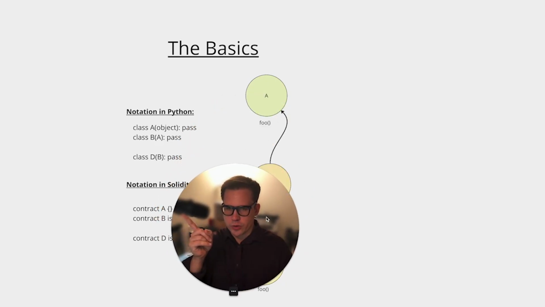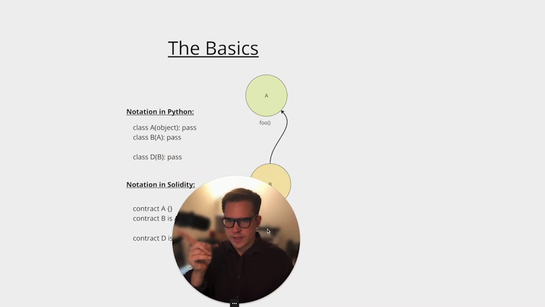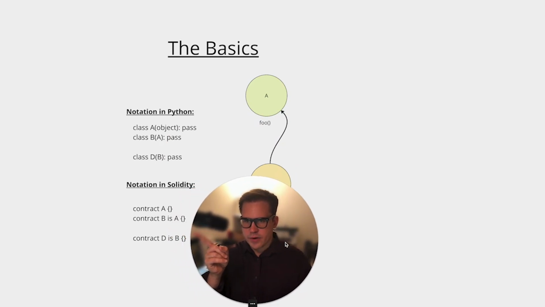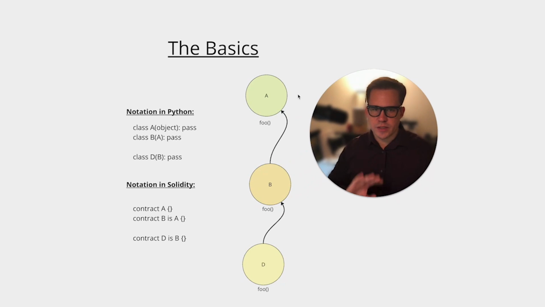We just do empty curly braces here. B is A, that's the syntax. So in Python, you just put the parenthesis. In Solidity, you say B is A to inherit, and then contract D is B, okay? That's the equivalent statement in Solidity, all right? So that's just going to be the notation.